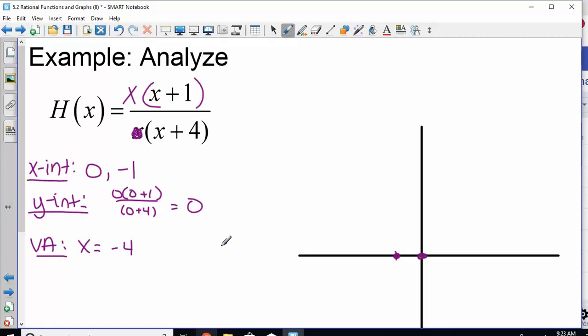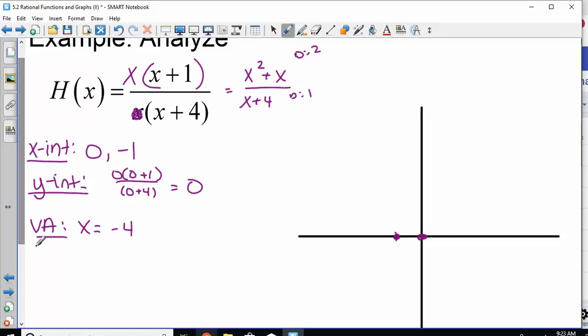Horizontal or oblique. Now this one is slightly different because the top is factored out. But think about it. If you multiply the top, you'd have x squared plus x over x plus 4. So what's the degree of the top? 2. The bottom? 1. So the top is 1 bigger, so that means it's oblique.